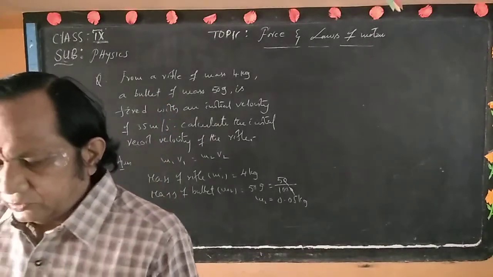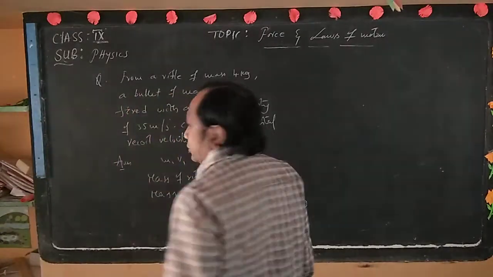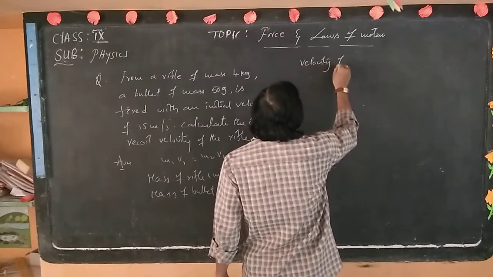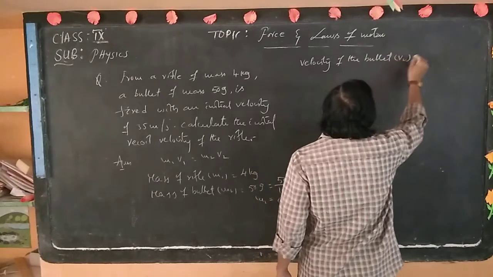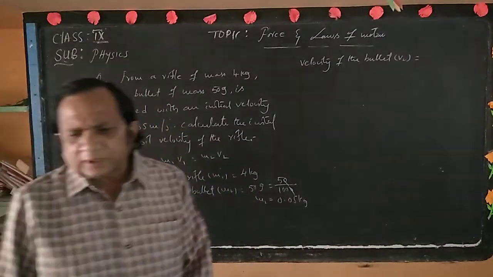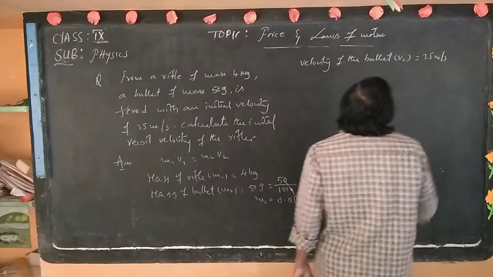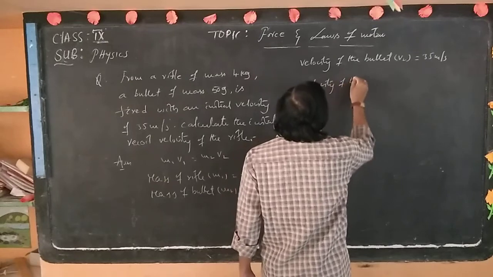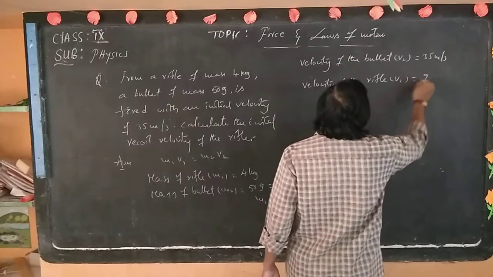Okay. Now velocity of the bullet V2 is equal to 35 meter per second. Then velocity of the rifle V1 is equal to how much?